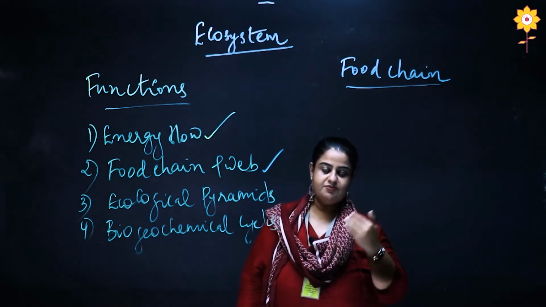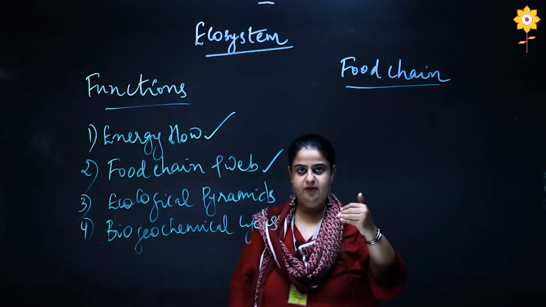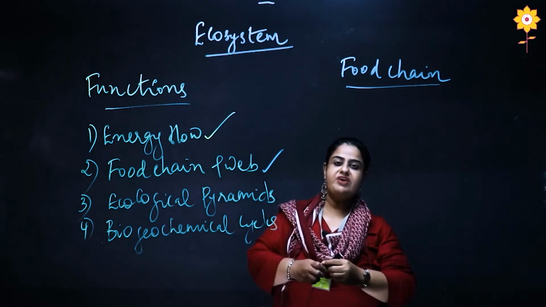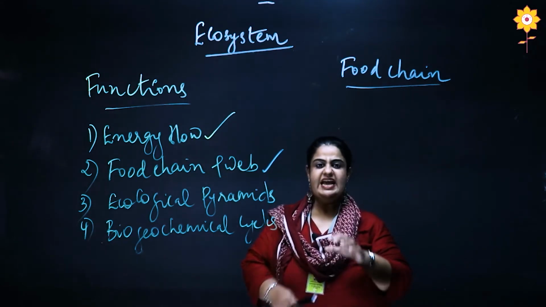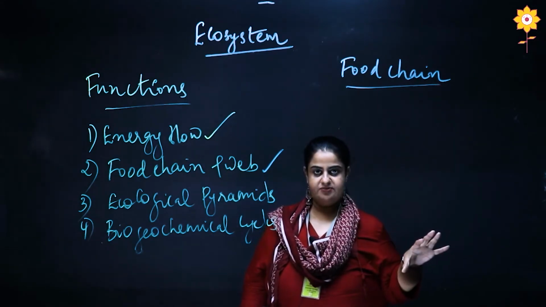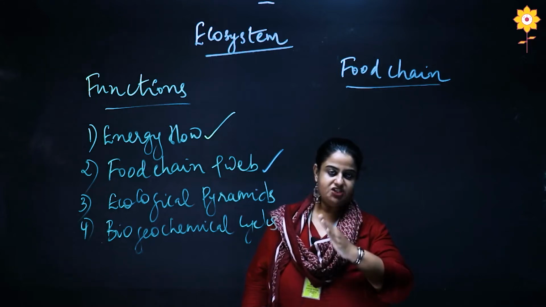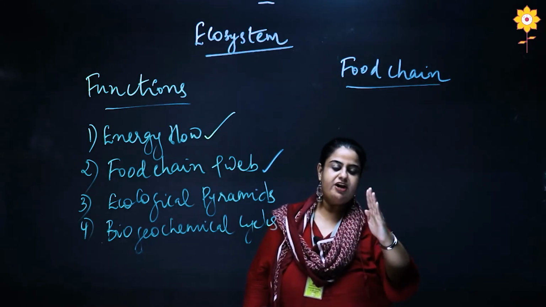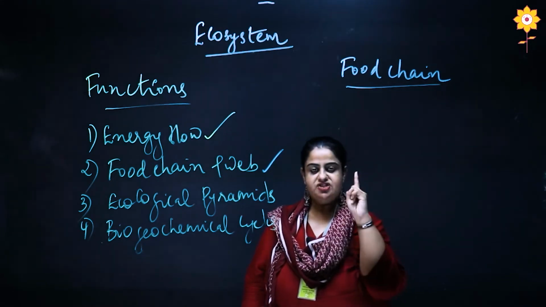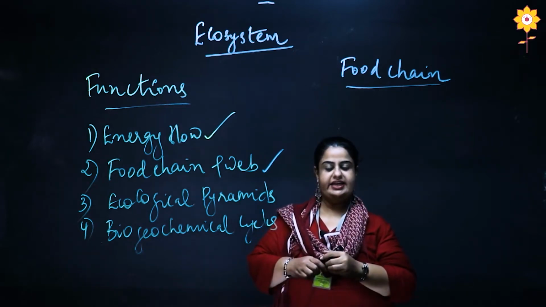The organisms which are eating them are basically the predators. Okay. So when we describe food chain, it is a link of organisms through which energy is transferred in a series from one organism to the other, and it is always unidirectional in nature.